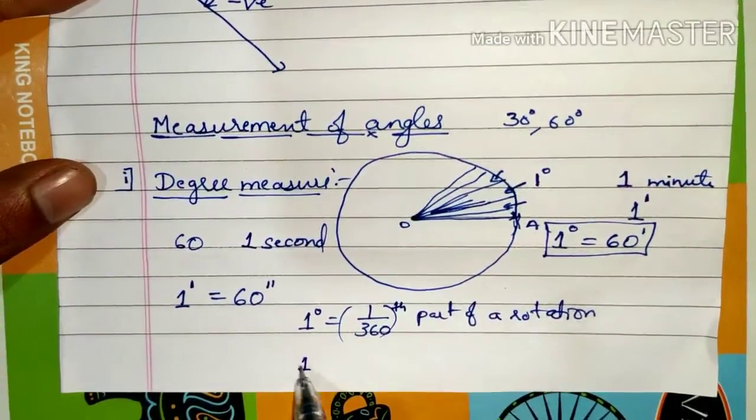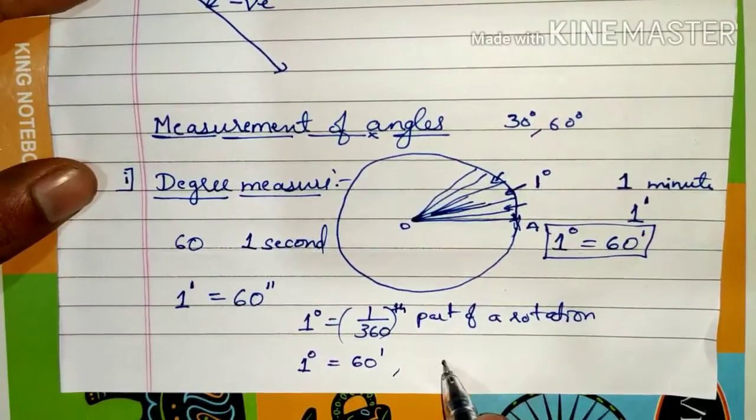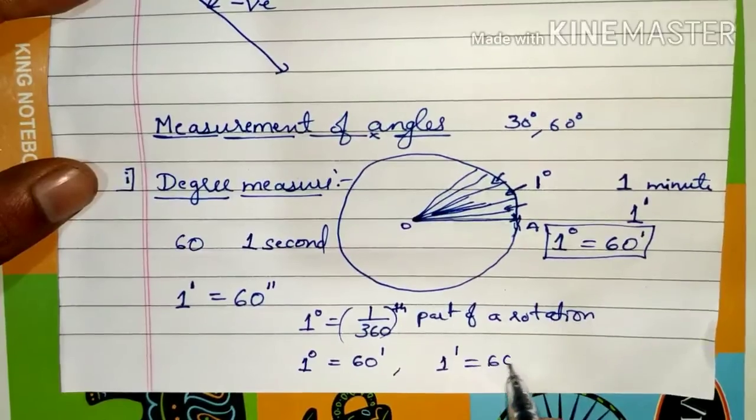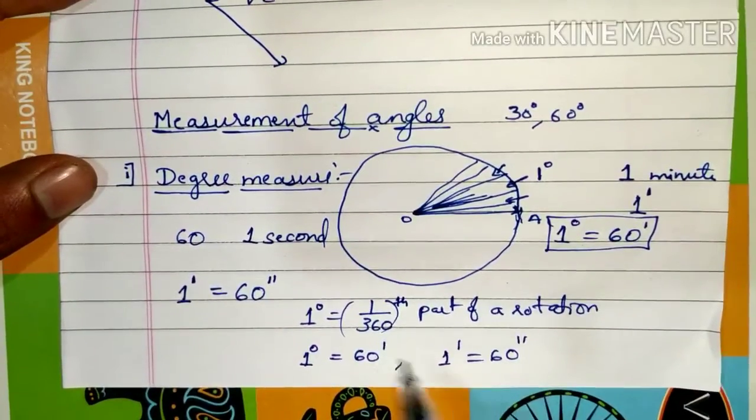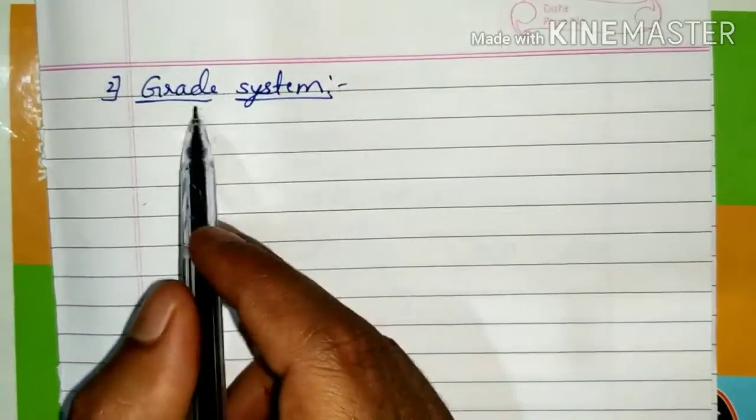1 degree is equal to 60 minutes, and 1 minute is equal to 60 seconds. So all this concept you should know. The second system is grade system.